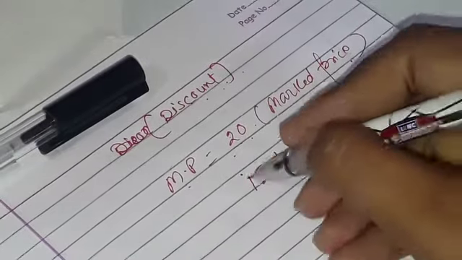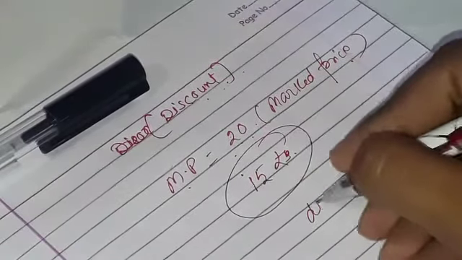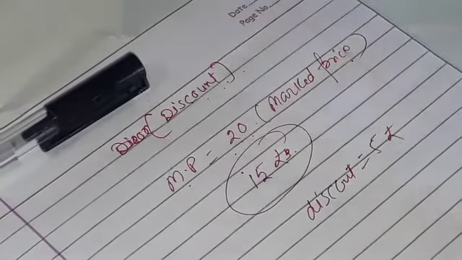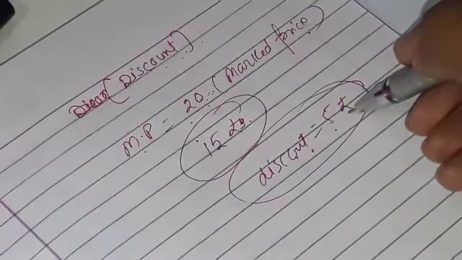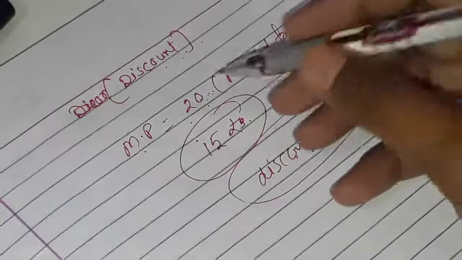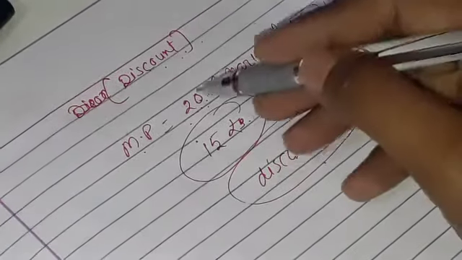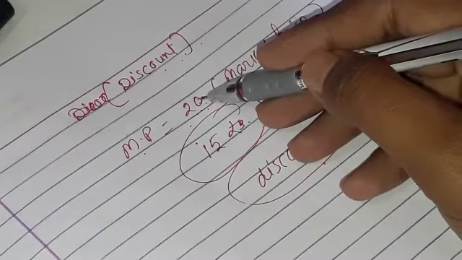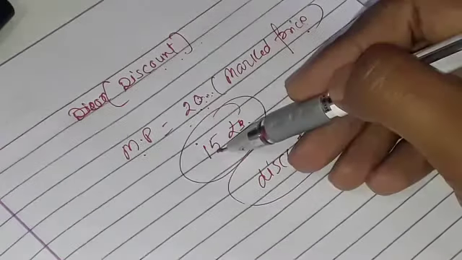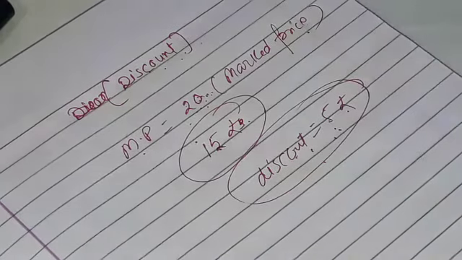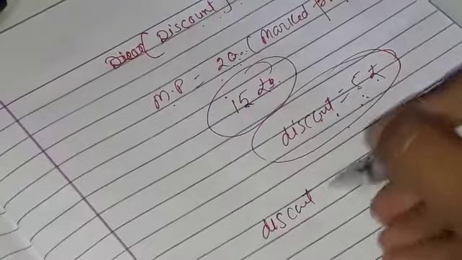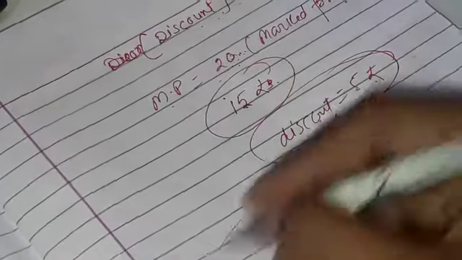Then what is the meaning of that, class? He gave you a discount of 5 rupees. If I am talking about a discount of 5 rupees, so the shopkeeper gave you a discount of 5 rupees on the marked price. So the marked price is 20, 5 rupees discount, then you will take that for 15 rupees. So it's important, class, your discount is related to the marked price.